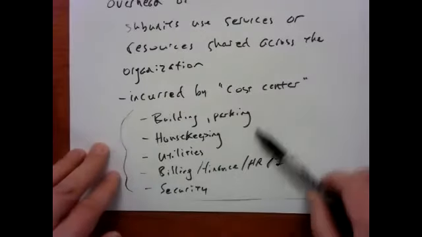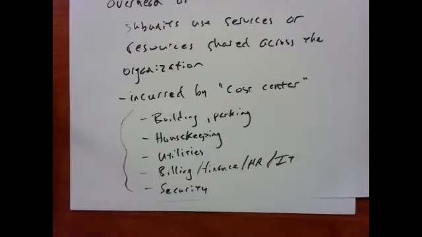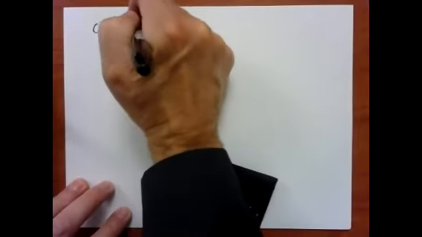Okay, so now the question becomes, we've got all this great stuff that we've consolidated, and we're hoping to get economies of scale from. How do we go about figuring out what a fair share is for each subunit? So this is the cost allocation question.